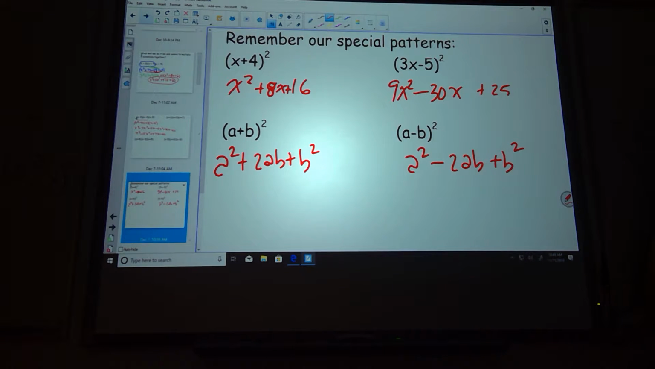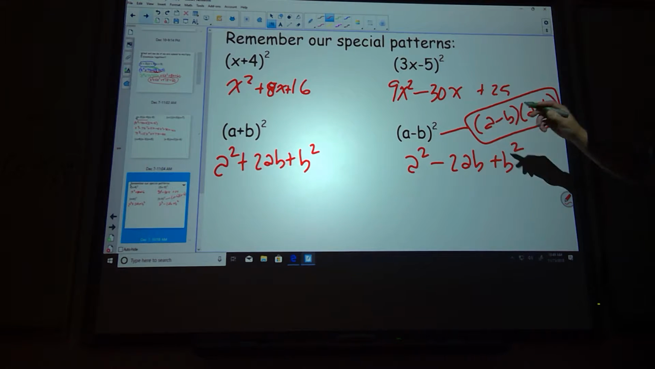May I move on? Yes. Anyone stuck on any of this? No. And you all understand that this means the same thing as this, a minus b times a minus b, yes? Yep. So just multiply that out if you're like, okay, I see it now. Right? Yep. Moving on.